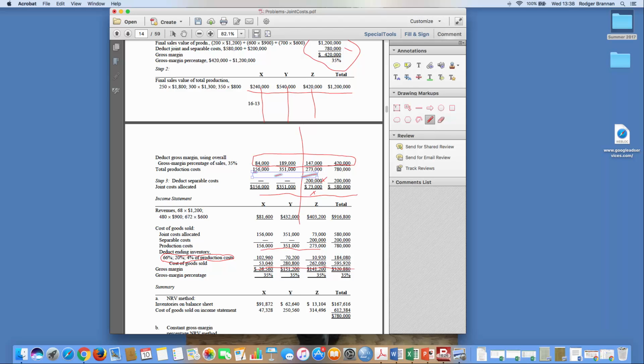These are two examples of using the net realizable value method. Net realizable value method is appropriate where you have to take a product beyond the split-off point. Constant gross margin is appropriate if you want to avoid political squabbles within a company. Just say, hey, look, every product will get the same gross margin. We'll find some other ways to evaluate managers.